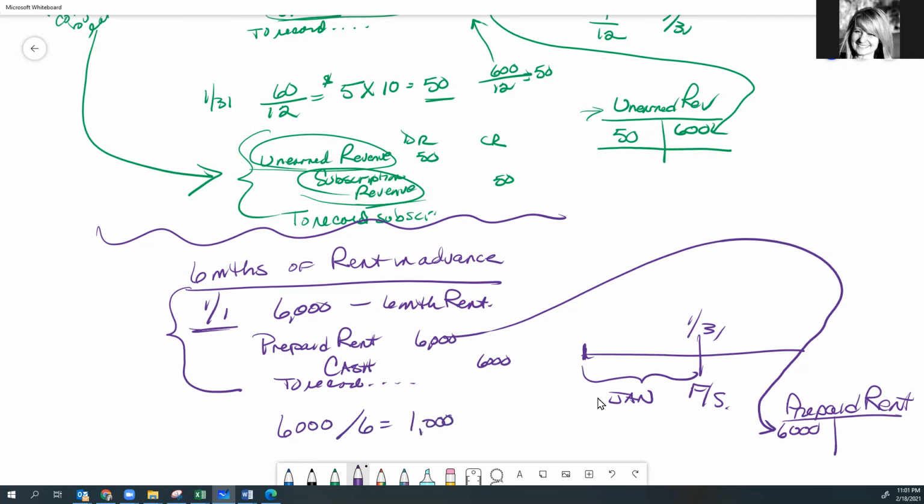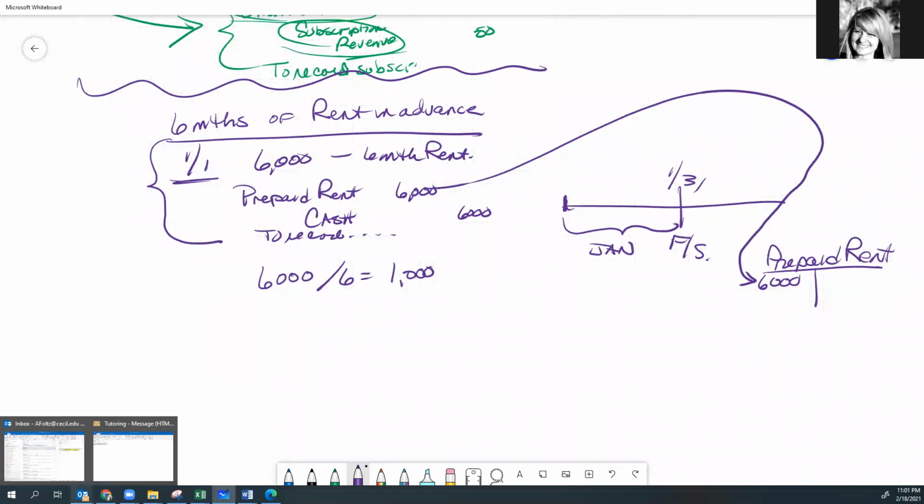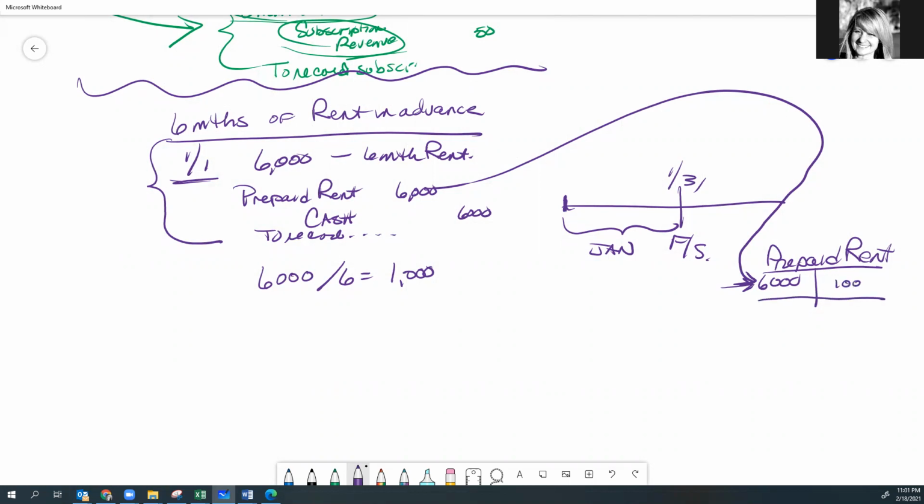If we don't make an adjusting journal entry, we're not recording any expense for the month of January, any rent expense. And we're showing we have an asset that has a value of $6,000. Well, it doesn't. At the end of January, it doesn't have a value of $6,000 anymore because we used that facility for 1 month. It's only prepaid for the next 5 months now. So what we have to do is reduce this asset by $1,000, so it only has a balance of $5,000. Now, at the end of January, it has 5 months prepaid because we've used the facility for 1 month.